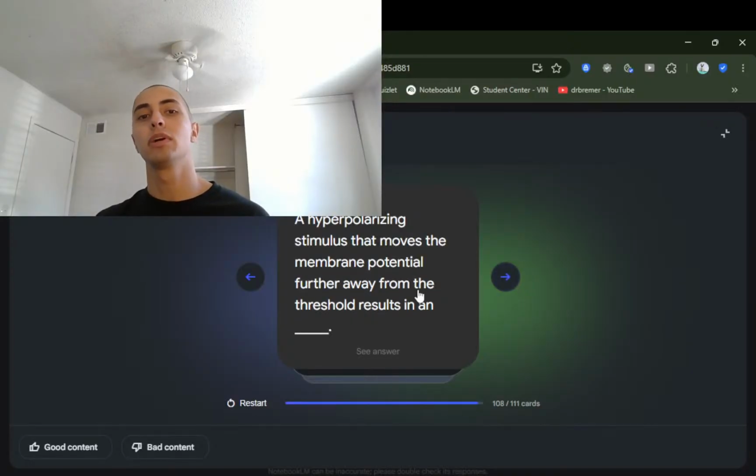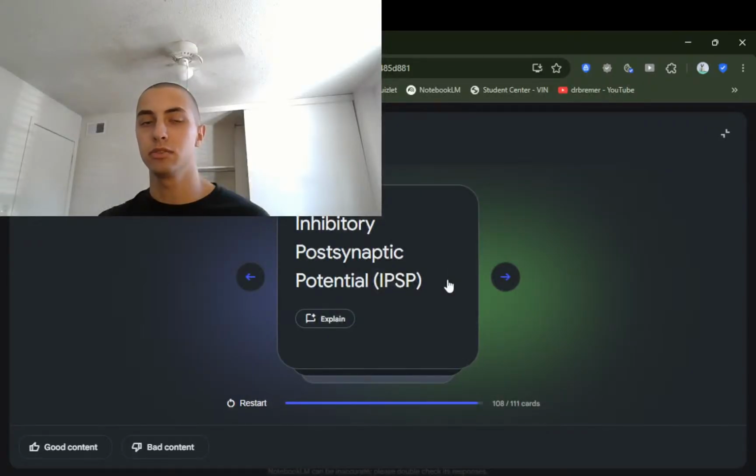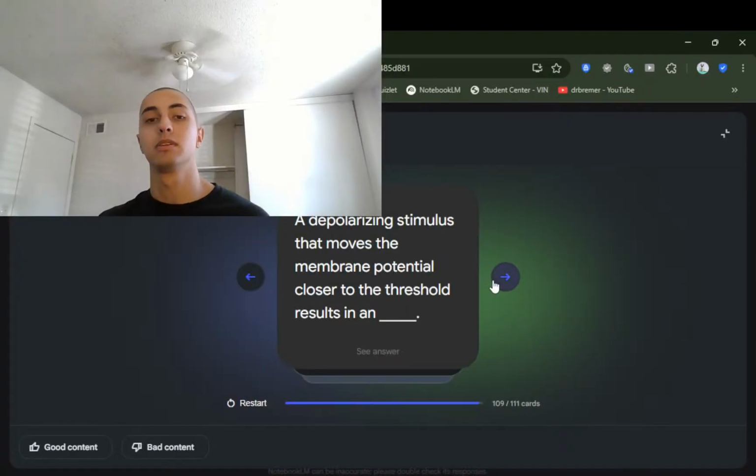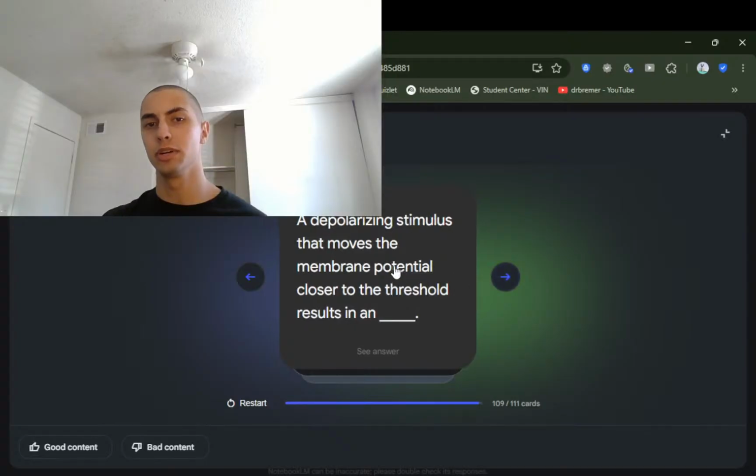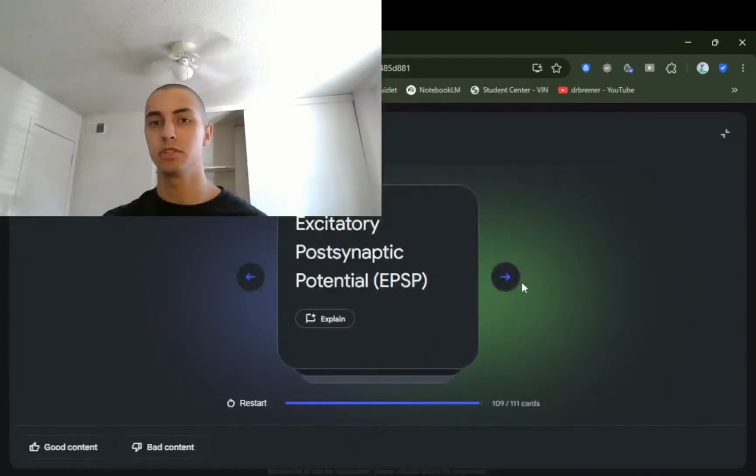A hyperpolarizing stimulus that moves the membrane potential further away from the threshold results in an inhibitory postsynaptic potential, or IPSP. A depolarizing stimulus that moves the membrane potential closer to the threshold results in an excitatory postsynaptic potential, EPSP.